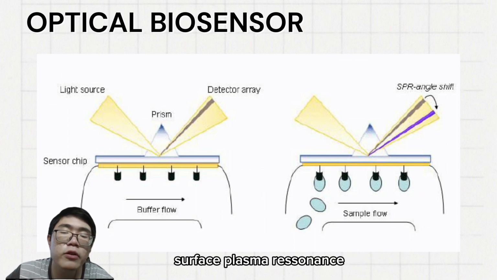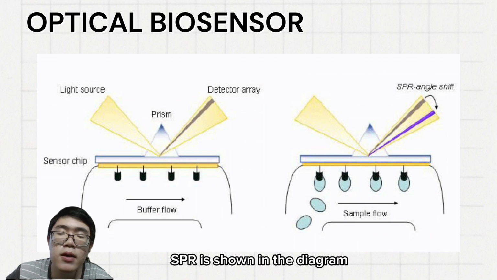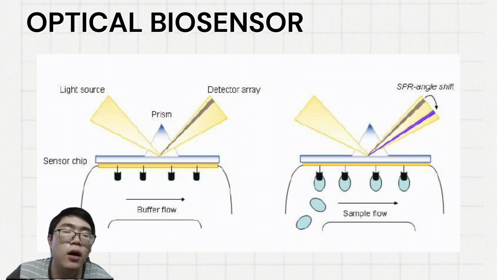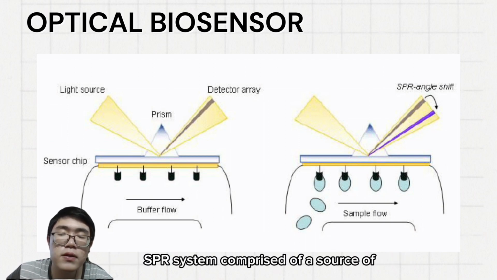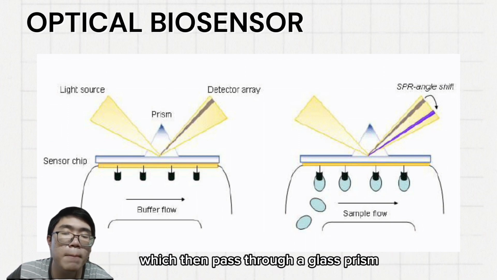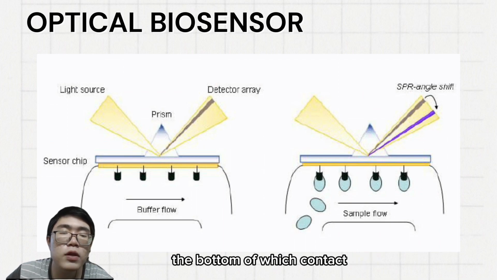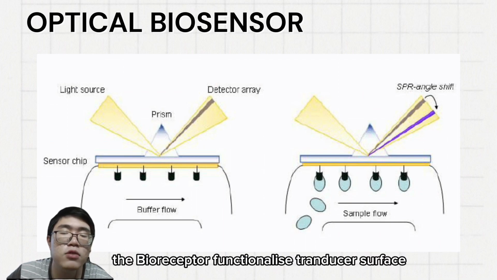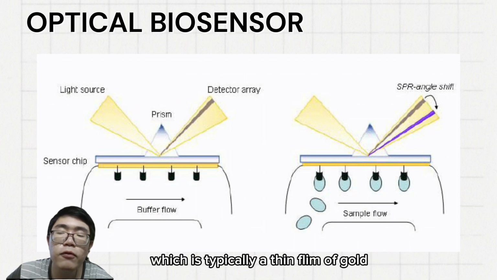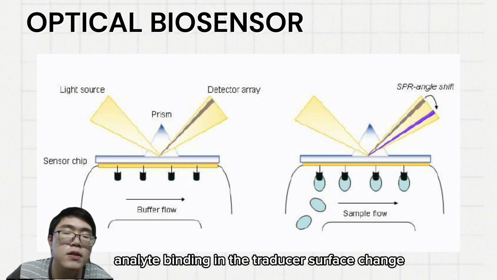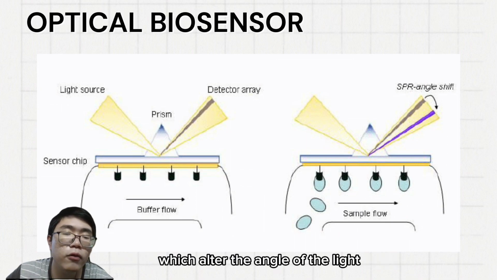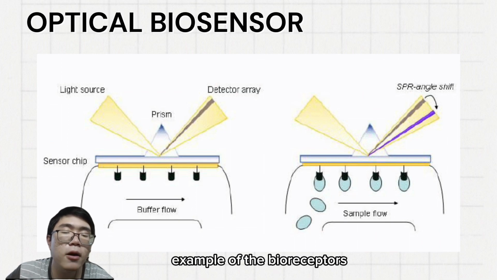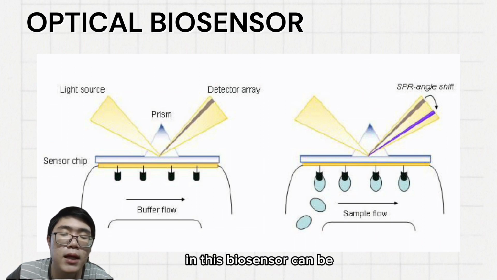Surface plasmon resonance (SPR), as shown in the diagram, is the most common biosensor used to detect the microbe growth from the cake. SPR system comprises a source of plane polarized light which then passes through a glass prism, the bottom of which contains the bioreceptor functional light transducer surface, which is typically a thin film of gold. Analyte binding to the transducer surface changes the prism refractive index, which in turn alters the angle of the light exiting the prism. Examples of the bioreceptor that can be used in this biosensor are antibody, bacteriophage, and lectin.